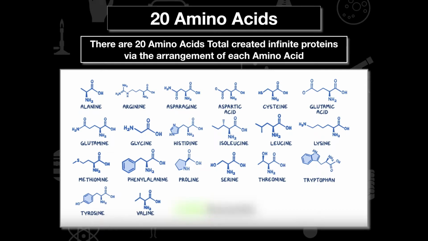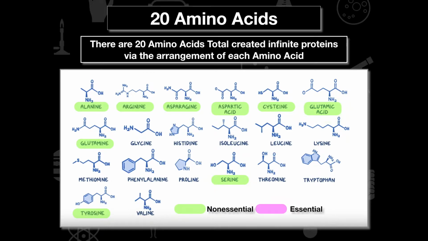So as we look at our 20 amino acids here, we have the non-essential amino acids, which I will go through and highlight in green. Examples of this are going to be things like tyrosine, aspartic acid, cytosine. And we also have our essential amino acids, which are highlighted here in pink. And remember, there are 9 essential and 11 non-essential.